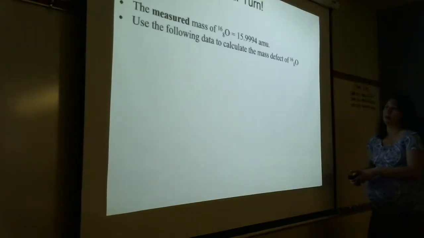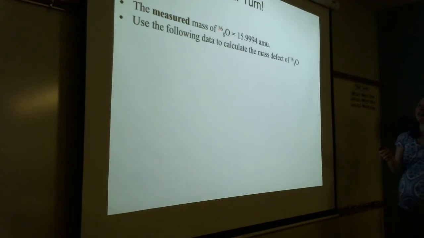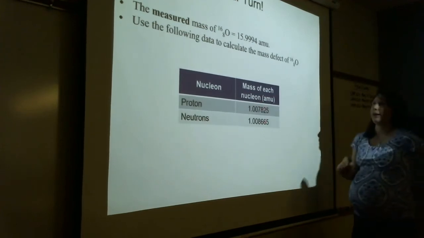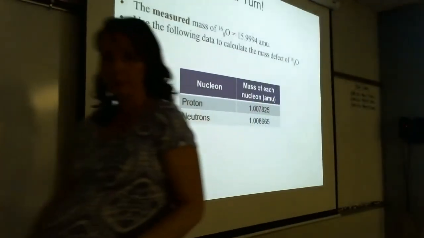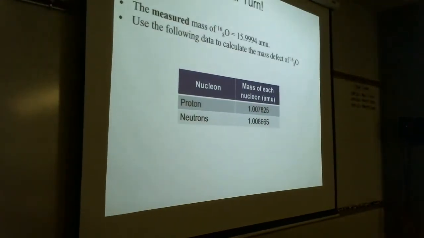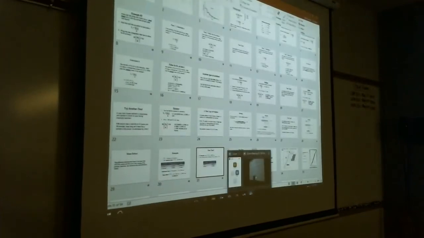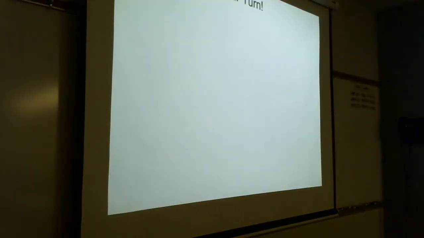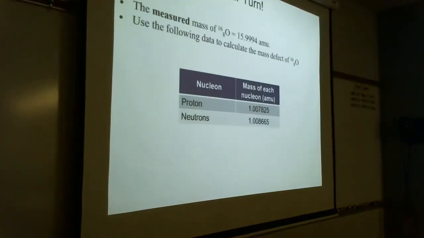So why don't you try this one? The measured mass of oxygen-16 is 15.994. And there's the mass of a proton, there's the mass of a neutron. What's the mass defect here? Okay, mass defect here. Again, I would have to give you the measured mass, and I would give you the mass of a proton and the mass of a neutron. I'm not going to make you memorize that. But it is up to you to remember how to figure out how many protons and neutrons you have to deal with.